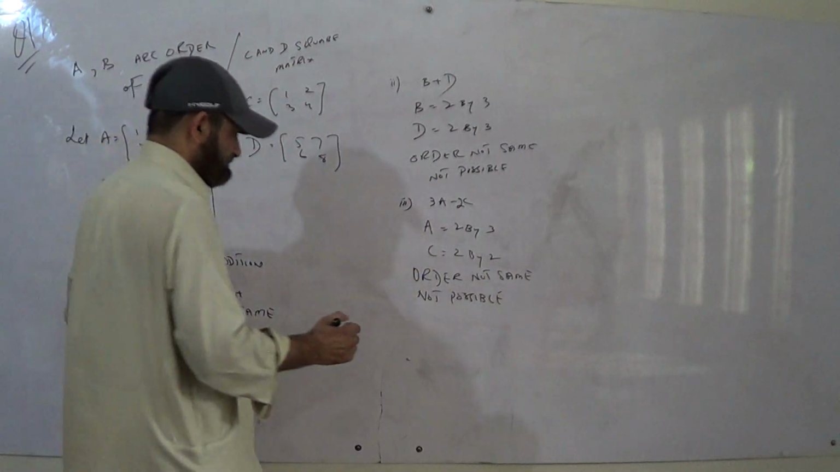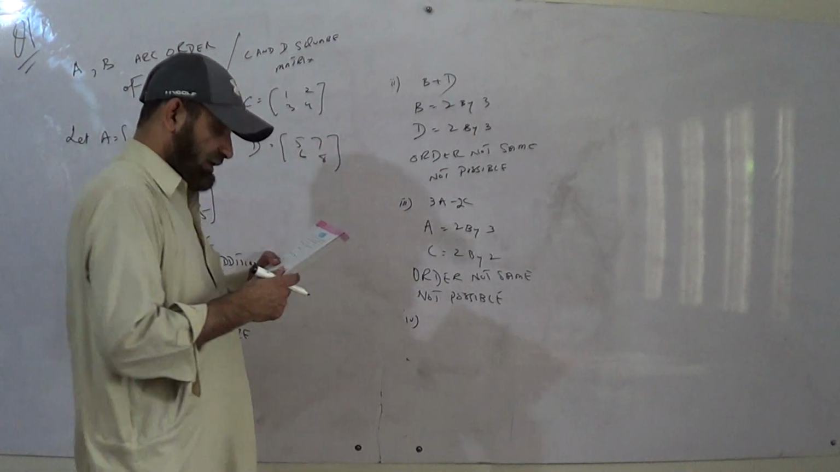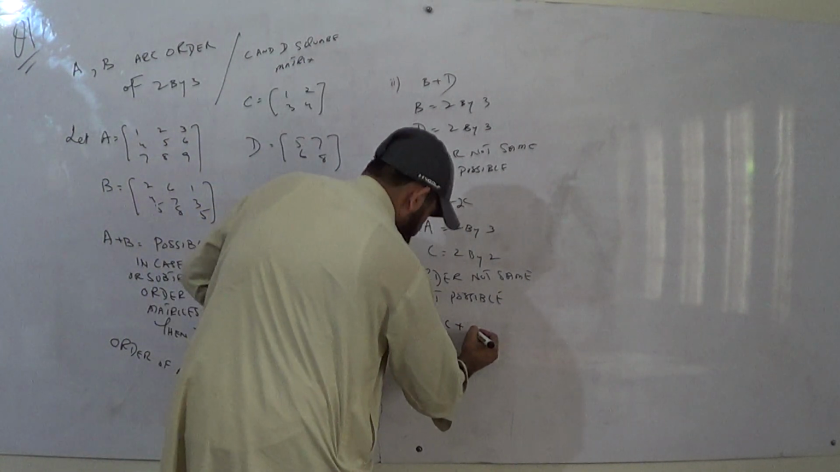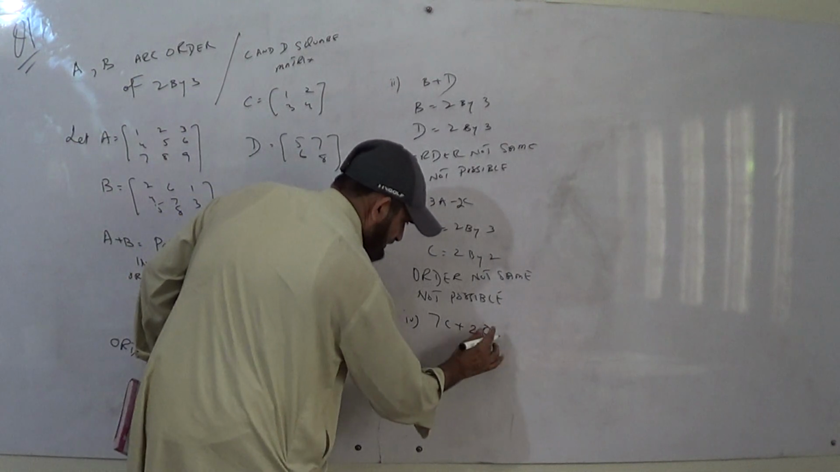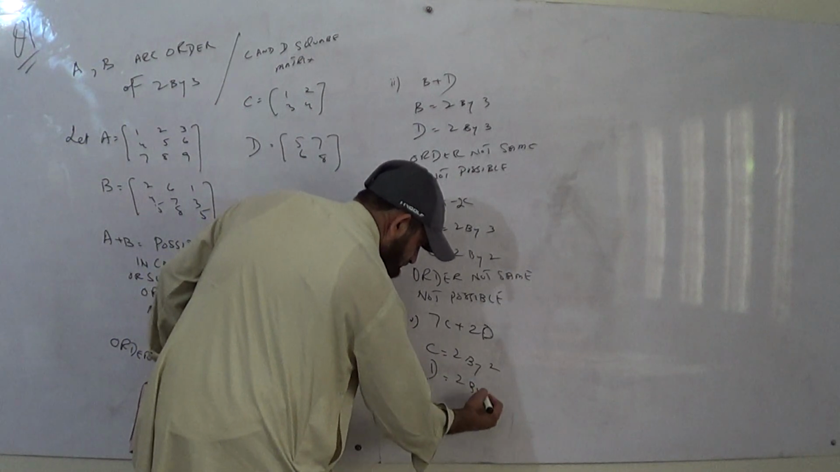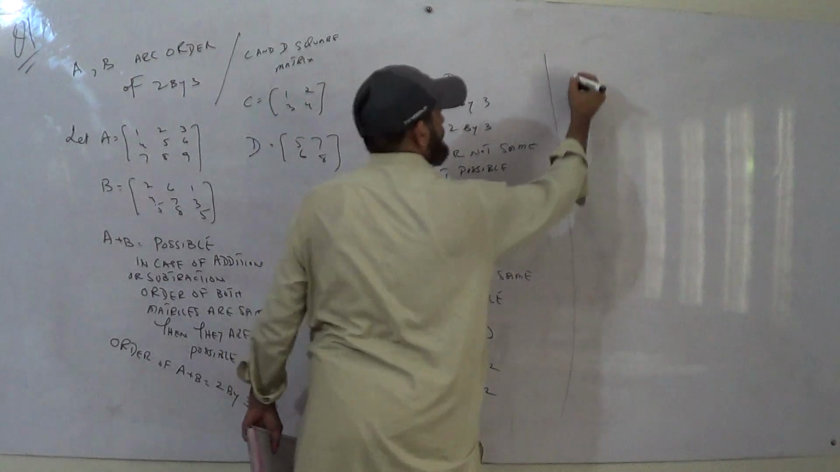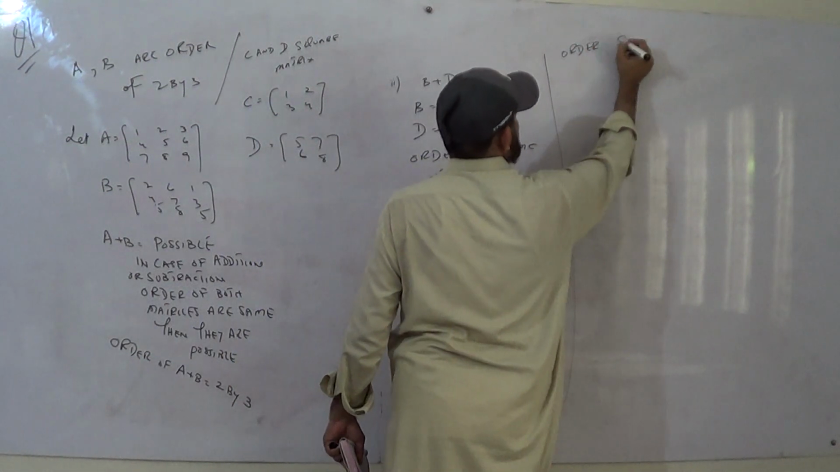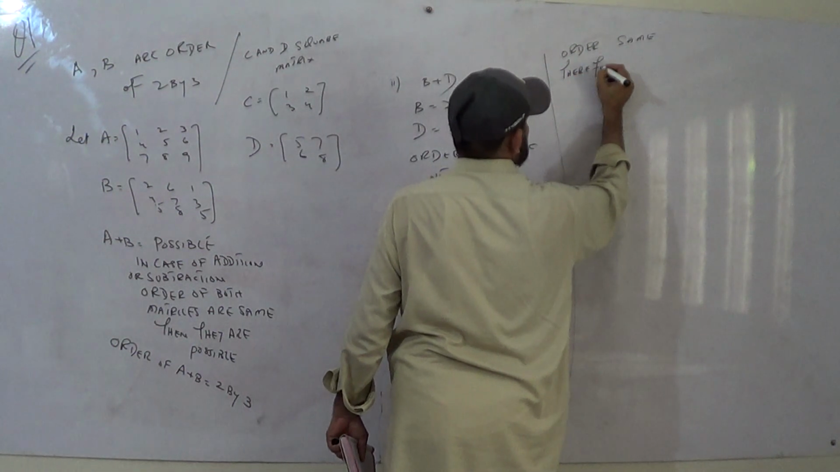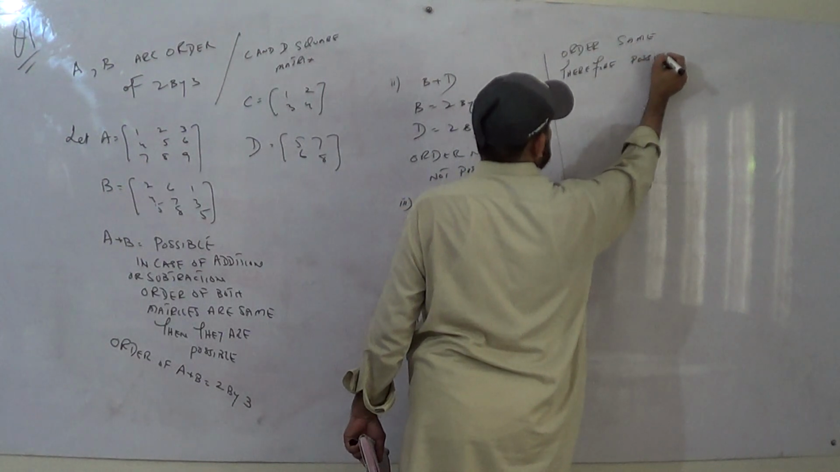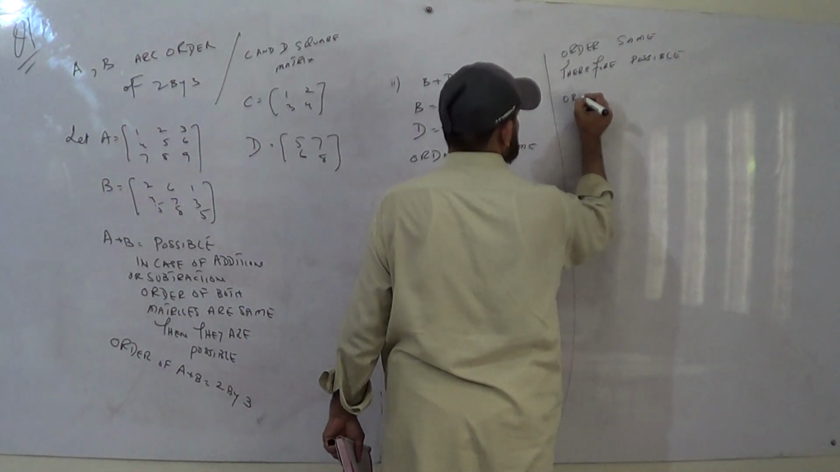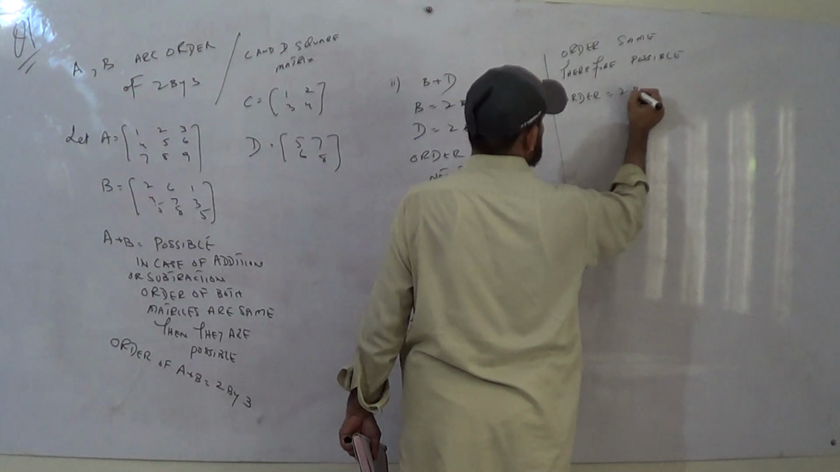Now, part number 4. Part number 4 is 7C plus 2D. C is 2 by 2. D is 2 by 2. Order same. Therefore, possible. Order will be 2 by 2.